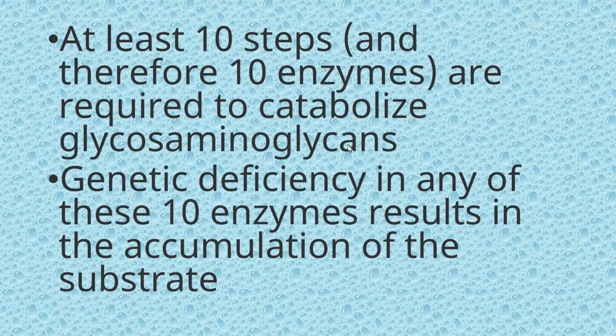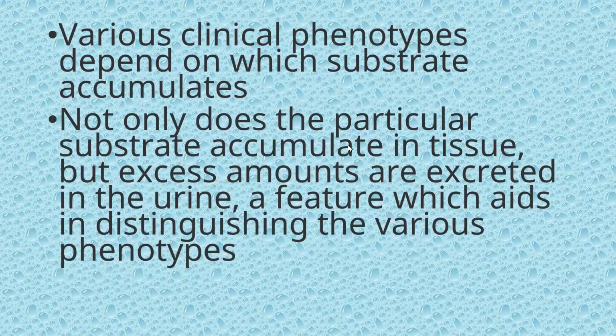The same applies to Gaucher's. A deficiency leads to a lack of catabolism, and therefore, instead we have an accumulation, and these cause the diseases. Various clinical phenotypes depend on which substrate accumulates. Not only does the particular substrate accumulate in tissue, but excess amounts are excreted in the urine. So we can detect them by examining the urine, a feature which aids in distinguishing the various phenotypes.